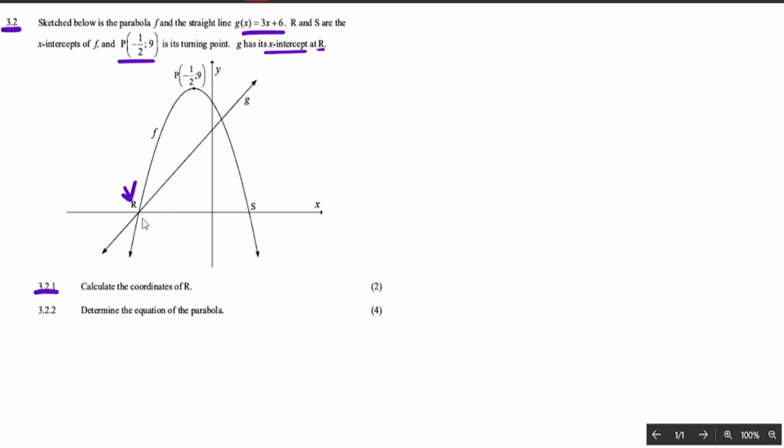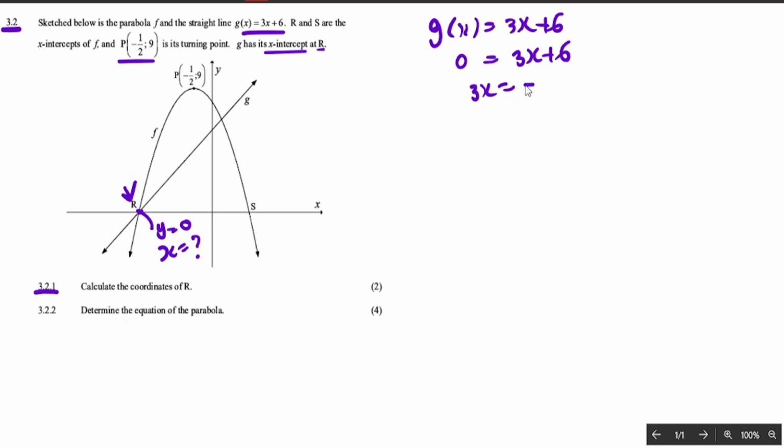It's very simple to calculate the coordinates of R because we already know that here our y value is equal to 0. So we just need the x value, which is on the function of g. Our function of g is equal to 3x plus 6. So we know that y is 0, so 0 is equal to 3x plus 6. Transpose the 6 to the other side, you have 3x is equal to negative 6. Divide by 3 both sides, x is equal to negative 2.